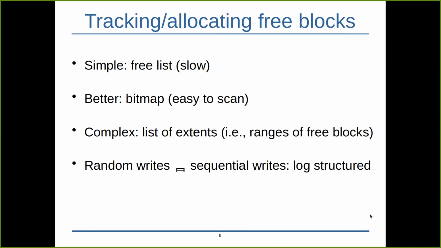The problem is if I have to allocate 1000 blocks, I have to iterate through 1000 blocks. Each time I need to retrieve what is the next free block, what is the next free block, what is the next free block. At each point I have to read it. So that is not good. So what can I do? I can use a bitmap.